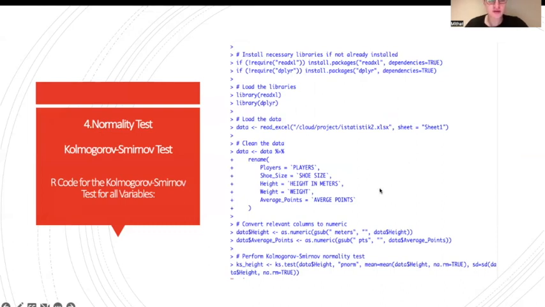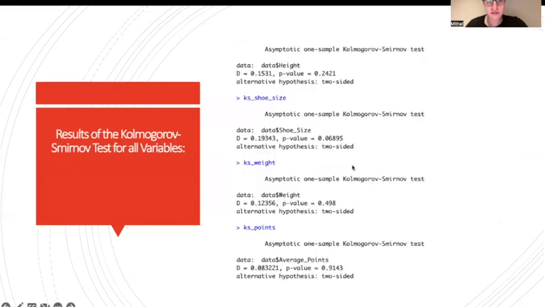We used Kolmogorov-Smirnov test. And let's analyze the results. As we can see, all our data have p-values higher than 0.05. So all of them have normal distribution, and we can use them for parametric tests.